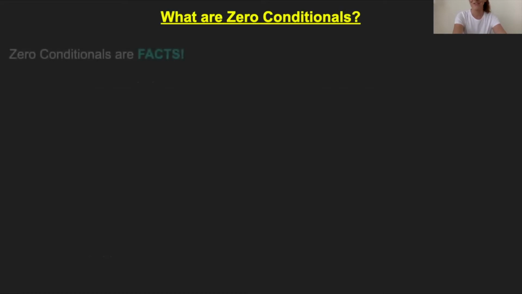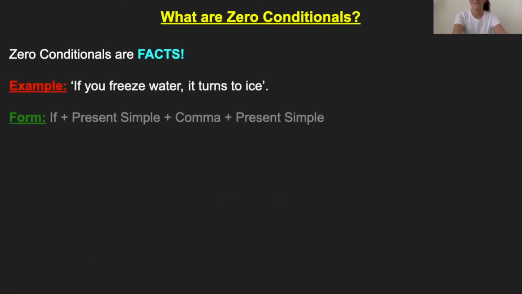Now, moving on to our next topic. What are zero conditionals? Can you tell me? Fantastic. Zero conditionals are facts. So can you remember how we form the zero conditional? Excellent. So it's if plus the present simple plus a comma plus the present simple. And the sentence example is, if you freeze water, comma, it turns to ice. So this is a fact.